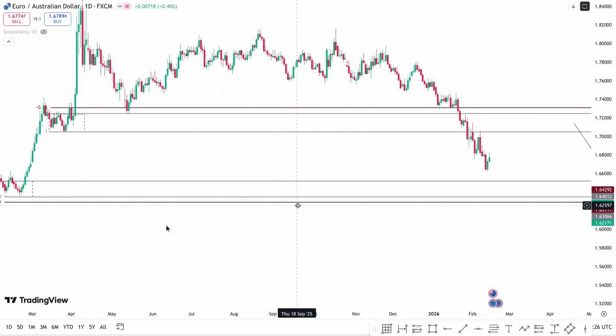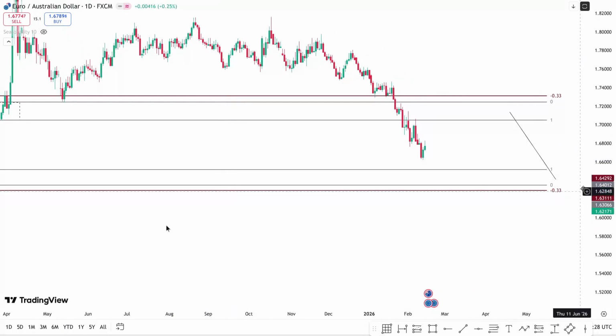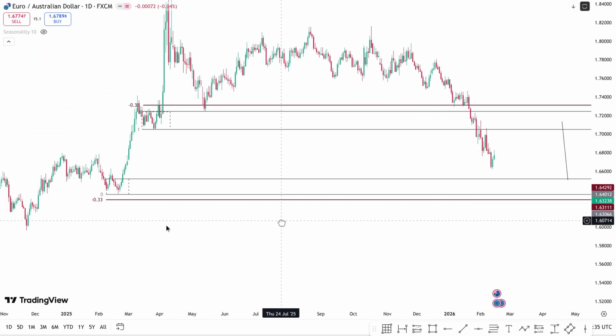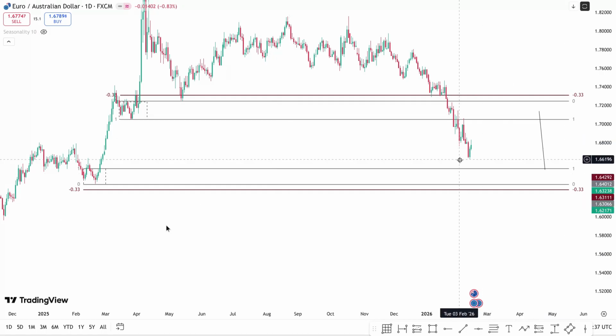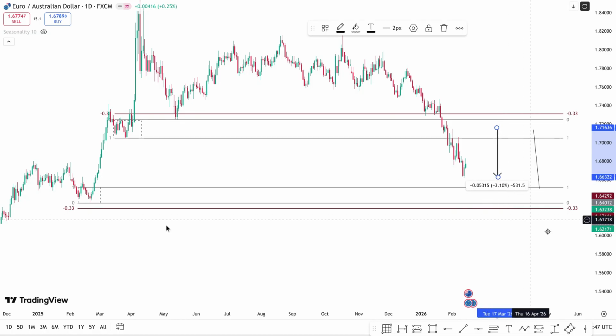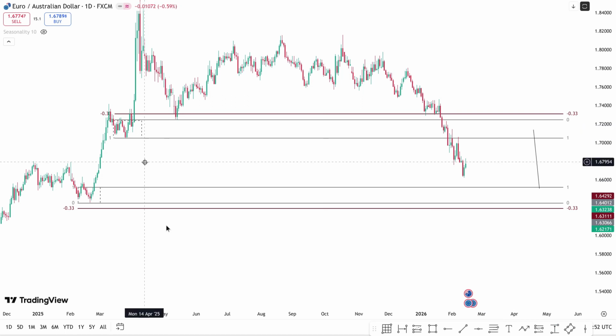Oh, wow. This is going to be a very, very nice trade. About 531 pips.